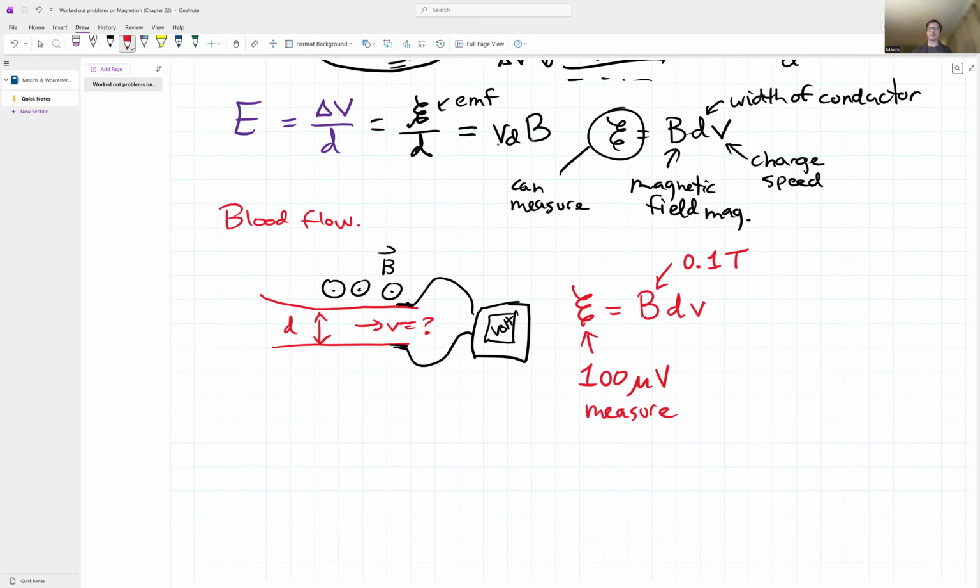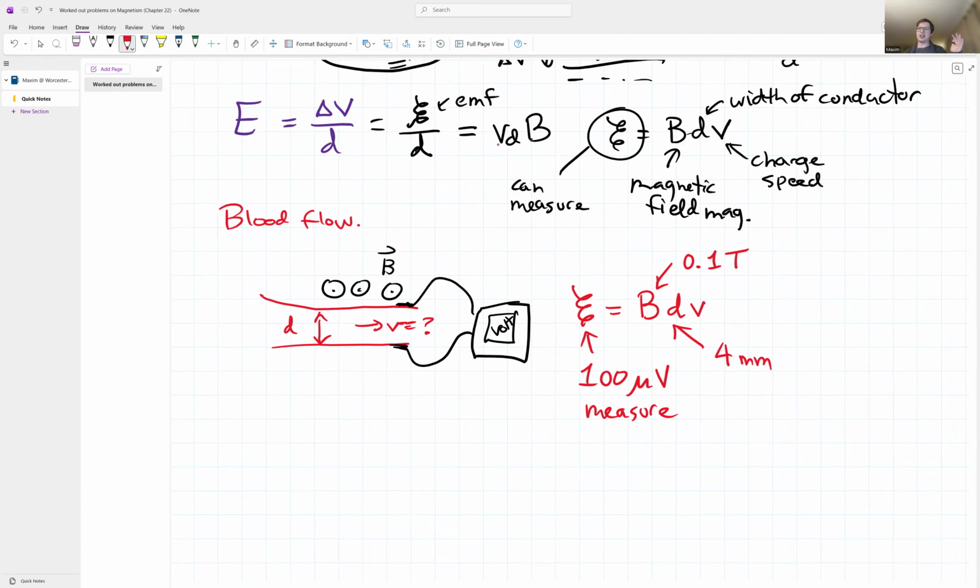So like a tenth of a Tesla is reasonable. And then you might know that the diameter of a blood vessel is, say, like 4 millimeters. So if you measure the EMF, it actually tells you what the blood velocity is. So we can extrapolate what the blood flow, what the speed should be. Because the blood is carrying ions and things like that.